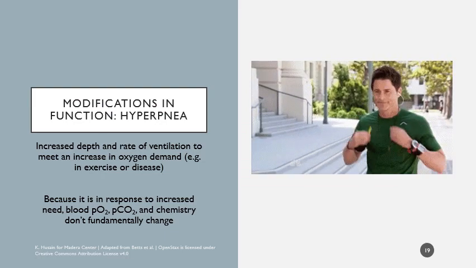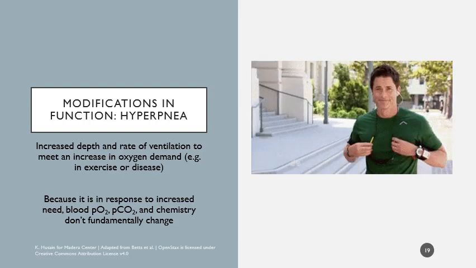So hyperpnea happens in response to an increased oxygen demand. So you're increasing both the depth and the rate of your ventilation. This is important if you're in certain disease states, as well as if you are exercising, like Chris Traeger from Parks and Rec over here on the right. So you do go through this process of hyperpnea in response to increased need. It's when you have changes in your blood partial pressure of oxygen, carbon dioxide. So because you're doing this in response to those changes, your overall balance doesn't fundamentally change. Your chemistry doesn't change because you're just bringing things back to normal.